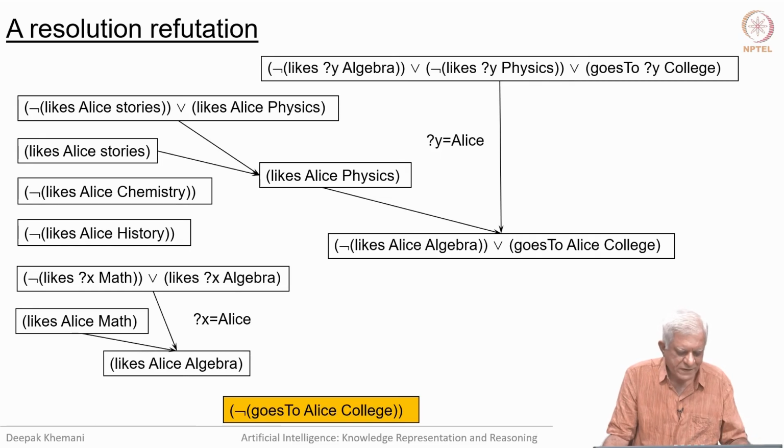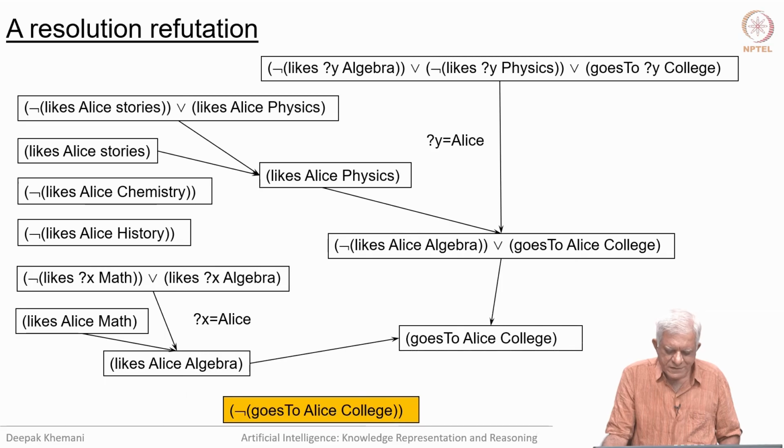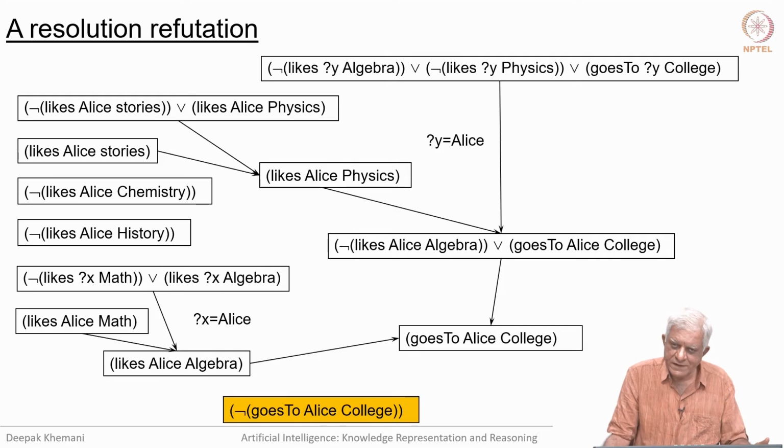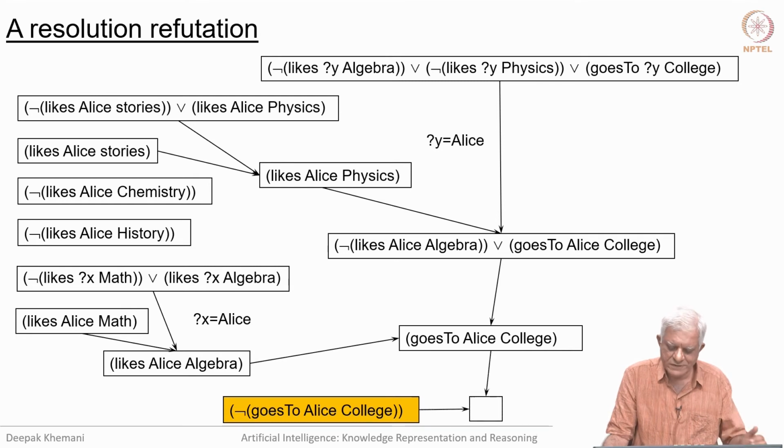Then independently we say that if she likes maths, then she likes algebra, and we said that she likes maths, and from that we infer that she likes algebra, which is like doing modus ponens, but now we are doing the resolution rule. From the fact that she likes algebra, and from the clause which said that either she likes algebra or she goes to college, we inferred that she goes to college. That is what we wanted to show, but since we are doing the resolution refutation method, we go one more step and show that we can derive the null clause from the negated goal.